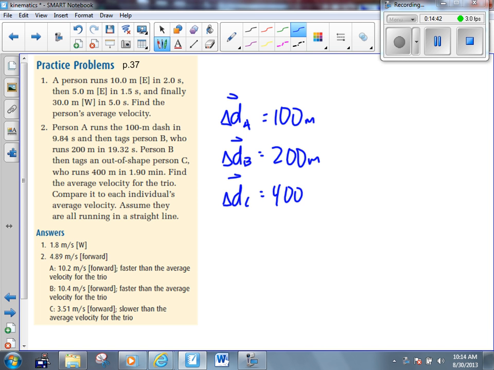Now, we don't need to worry about defining what's east and what's positive and what's negative, because in the end, they're all in the same direction. Whatever direction that is, whether it's east or west or north or south, we'll call that positive. So they're all positive displacements. Now, we're going to say the time interval for person A is 9.84 seconds.